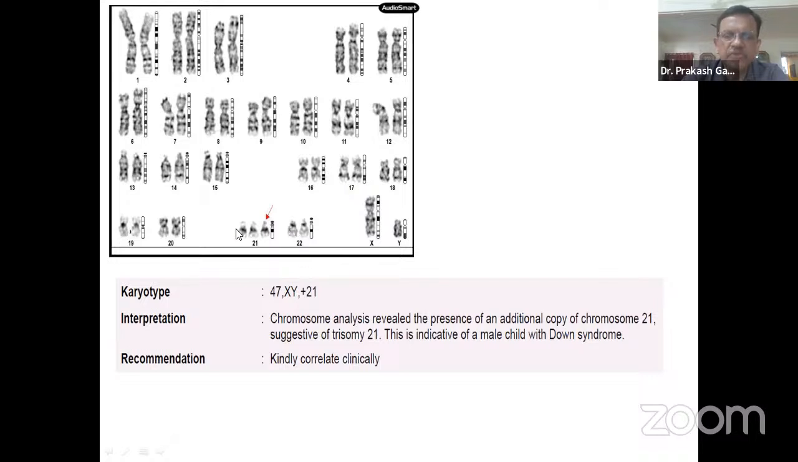And this is what is known as a free trisomy. Why free trisomy? Trisomy because there are 3 copies of chromosome 21, and it is free because they are not attached to each other. So this is called a free trisomy.